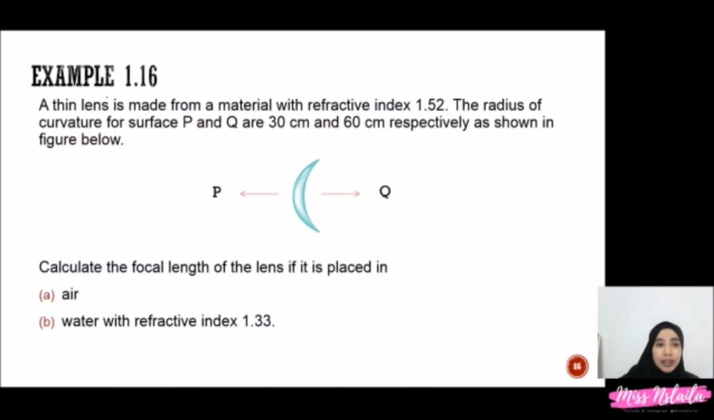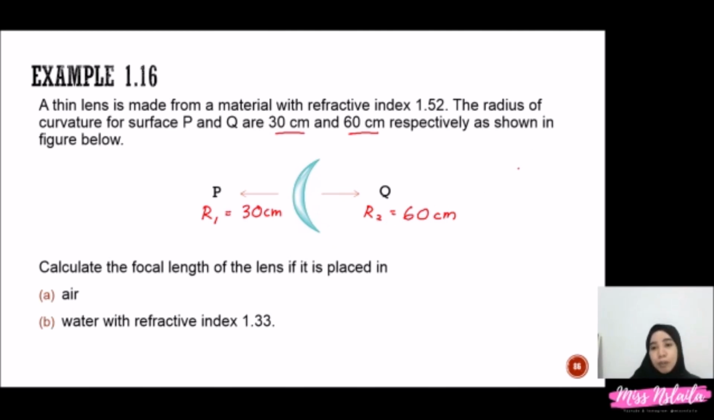Example 1.16. A thin lens is made from a material with refractive index 1.52. The radii of curvature for surfaces P and Q are 30 cm and 60 cm respectively, as shown in the figure below. So this figure shows a convex meniscus with two surfaces. The first one is P with radius of curvature R1 equal to 30 cm. We are going to decide whether it's positive or negative later. And the second surface is surface Q, or we can say R2 equal to 60 cm.